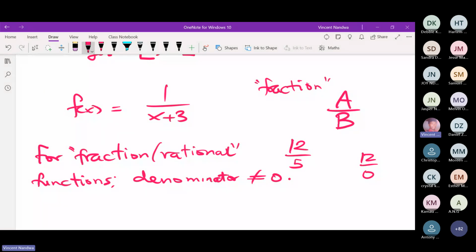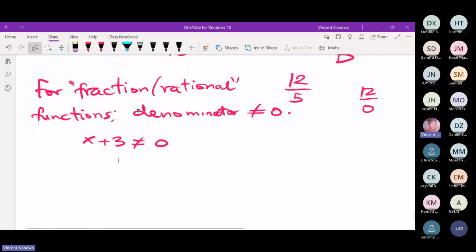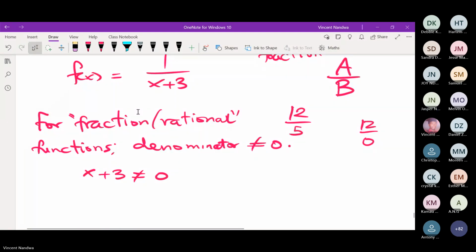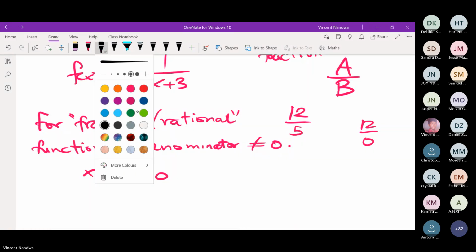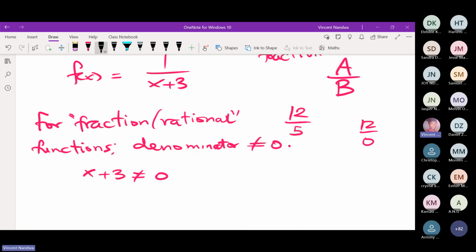Some expressions take the structure of a fraction, so what is in the denominator must always be non-zero for that fraction to be defined. So here the domain will be found simply by taking the denominator and saying that for it to be defined, it must be non-zero. So what does that tell you about x?